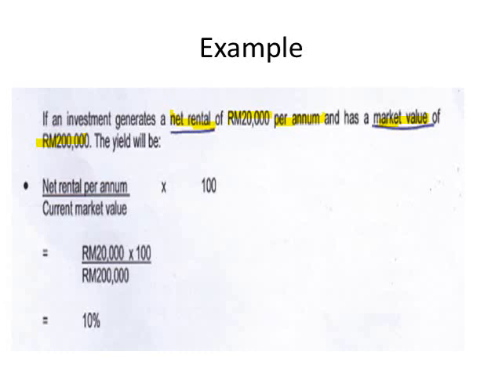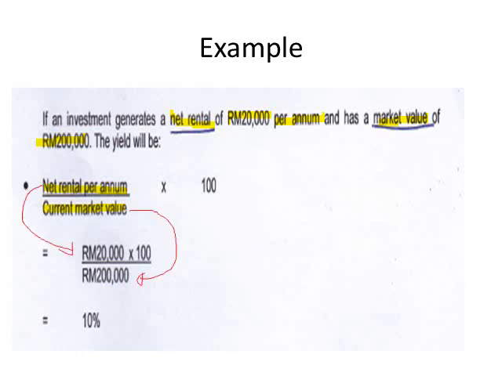However, for this question, it did mention that it is a net rental per annum, so that means there is no need to times by 12, and no need to deduct the outgoings because it is already net rental. Alright, so net rental per annum, or income, divided by the market value.